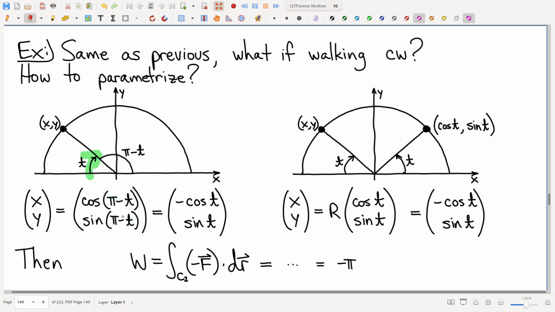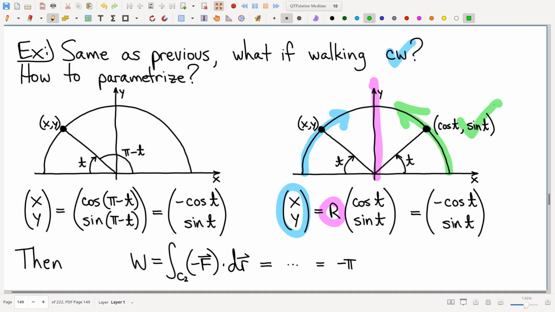Alternatively, this is again super fast review, right? Stuff we did before. Alternatively, you can realize that the parameterization you want, going clockwise, right, is just the reflection of a parameterization that you already know, right? So we already know how to parameterize counterclockwise.